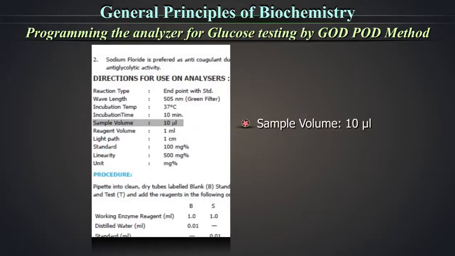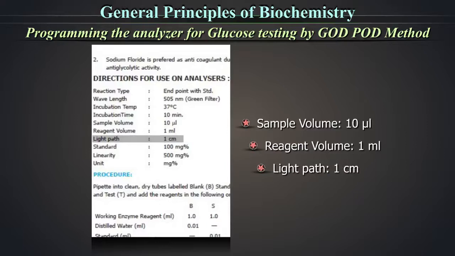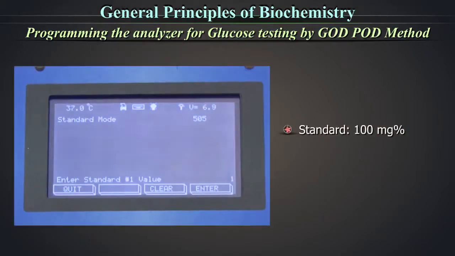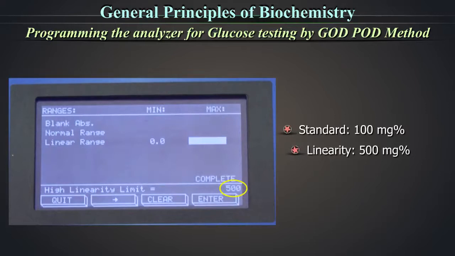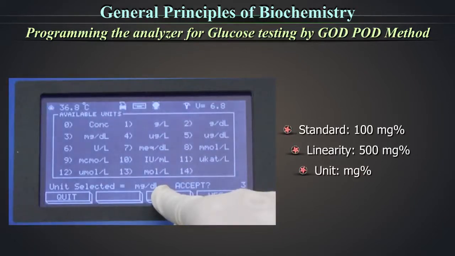Sample volume 10 microliters. Reagent volume 1 ml. Light path 1 centimeter. For the standard, feed the value specified on the kit, insert. Here it is 100 milligram percentage. Linearity 500 milligram percentage. Unit milligram percentage.